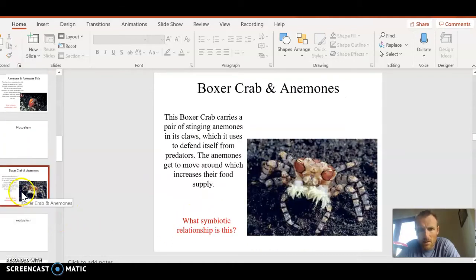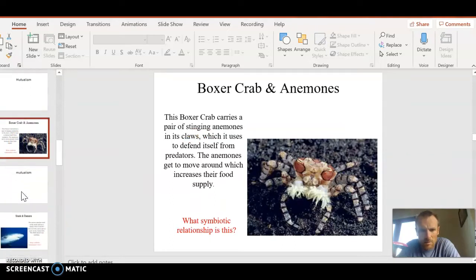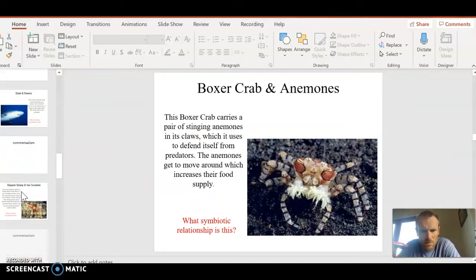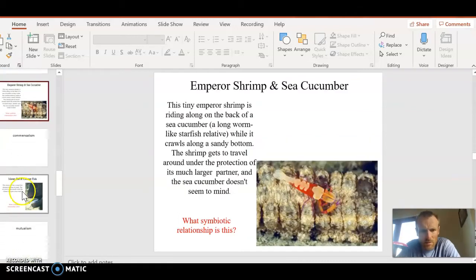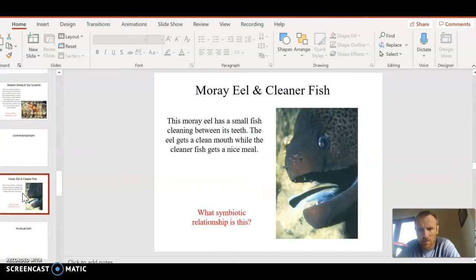The fish is going to benefit from the protection, but the anemone is going to be relatively unaffected. Let's do a couple more, but I want to switch to a couple that you might find a little more interesting.